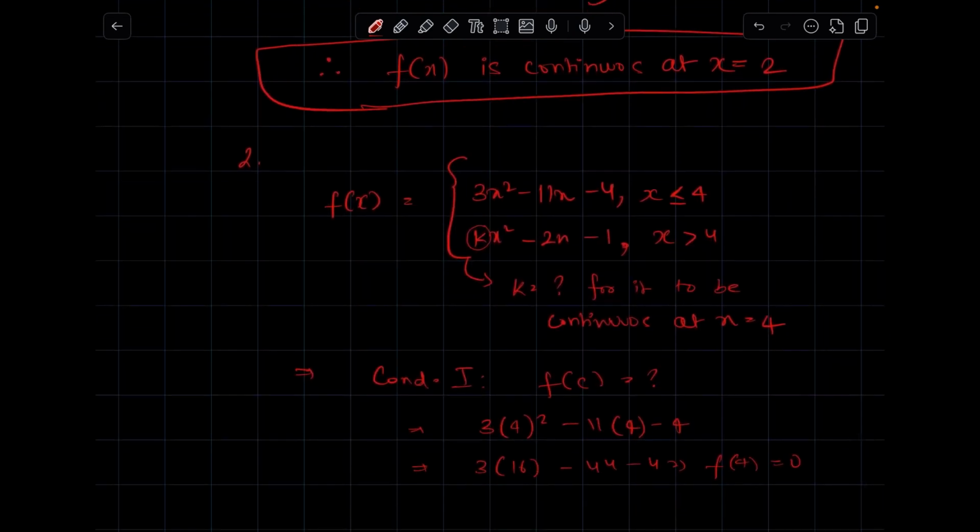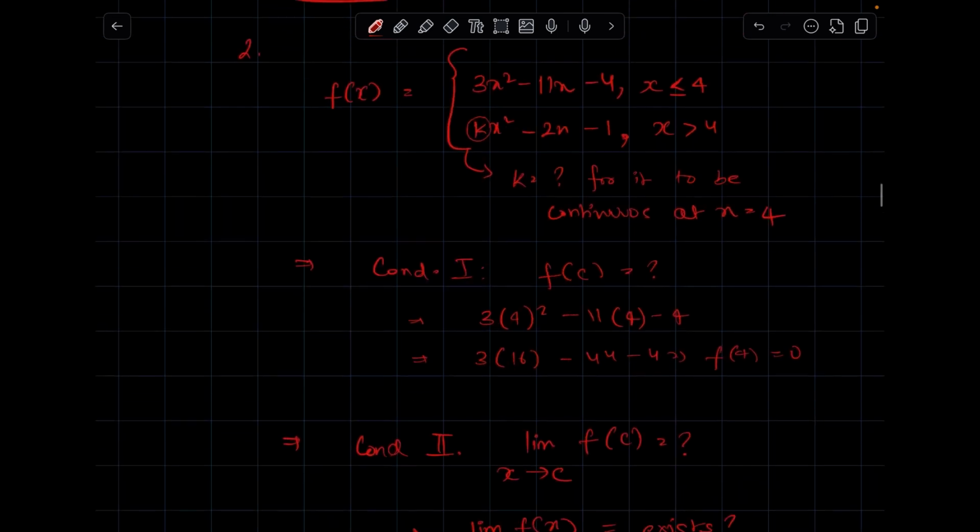Now let's mix it up a bit. Let's do something different. Let's say that f of x is continuous at x equal to 4. We know it's continuous. The question is asking what must be the value of k for this f of x to be continuous at x equal to 4. So it's mandatory that f of x is continuous, but we need to find what value or values allow it to be continuous at x equal to 4.